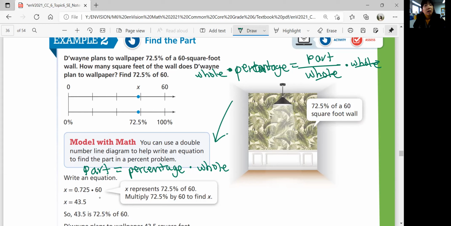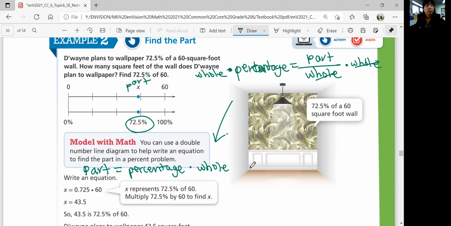Yeah, so X is going to be the part that we want to figure out. That's the part. So your percentage is 72.5%, and 60 is your whole. So you multiply 72.5% in decimal form with 60 to get 43.5. That is your part.